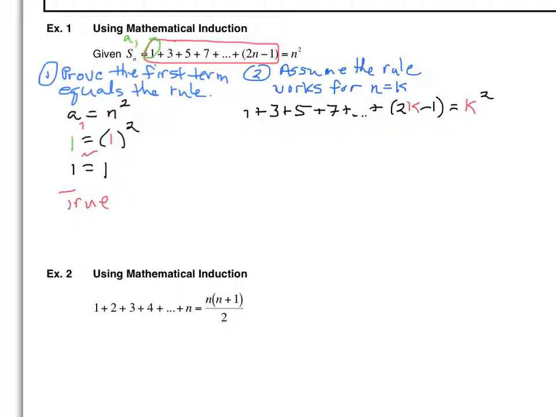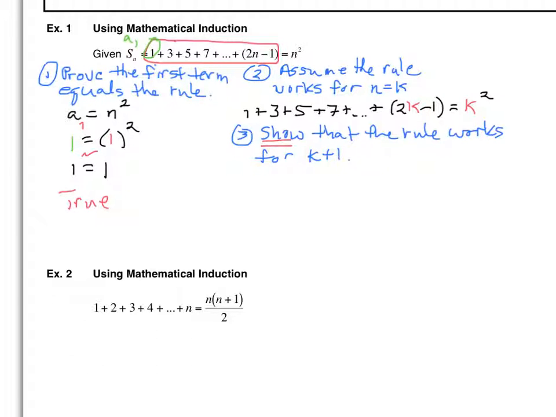That's it. And then step 3, this is really the meat of it. We're going to show that the rule works, emphasis on the word show. So we're going to show that the rule works for k plus 1. So everywhere we see an n, we're going to replace that n with k plus 1 with the exception of one thing. And here's the important part, and this is the part that you miss each and every time.